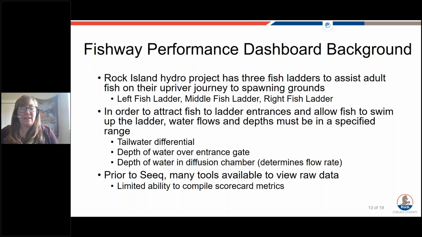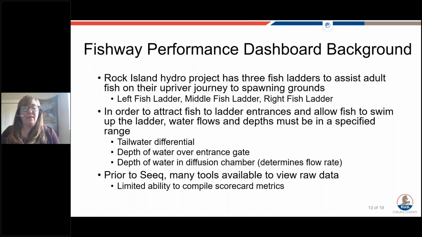The first is tailwater differential, which is the difference in height between the ladder entrance and the water level downstream of the dam. The second is the depth of water over the entrance gate. And lastly is the depth of water in the diffusion chamber, which is near the ladder exit. And the reason we're measuring this one is because it's easier to measure water depths than it is to measure flow rate. So with engineering equations, we can calculate the flow rate based on the depth of water in that chamber.